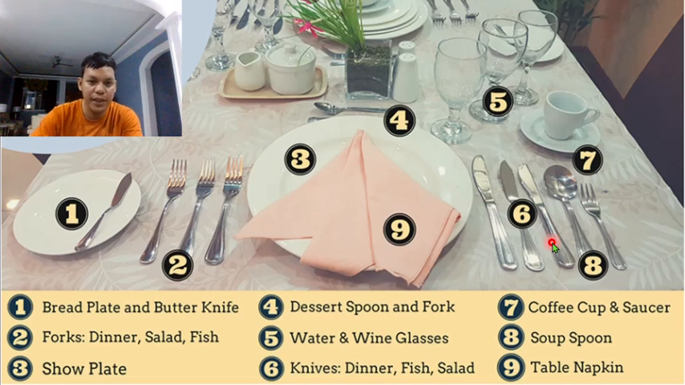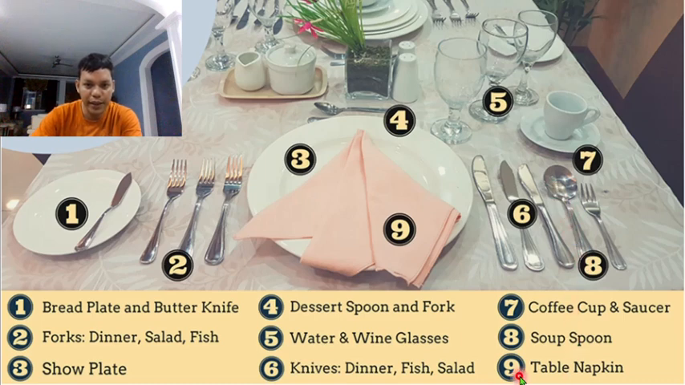Okay, that is for number 6. And then let's proceed to number 7, coffee cup and saucer. So this is a coffee cup and this is a saucer, or also known as an underliner. This is for number 7. And number 8, soup spoon. This is a soup spoon.